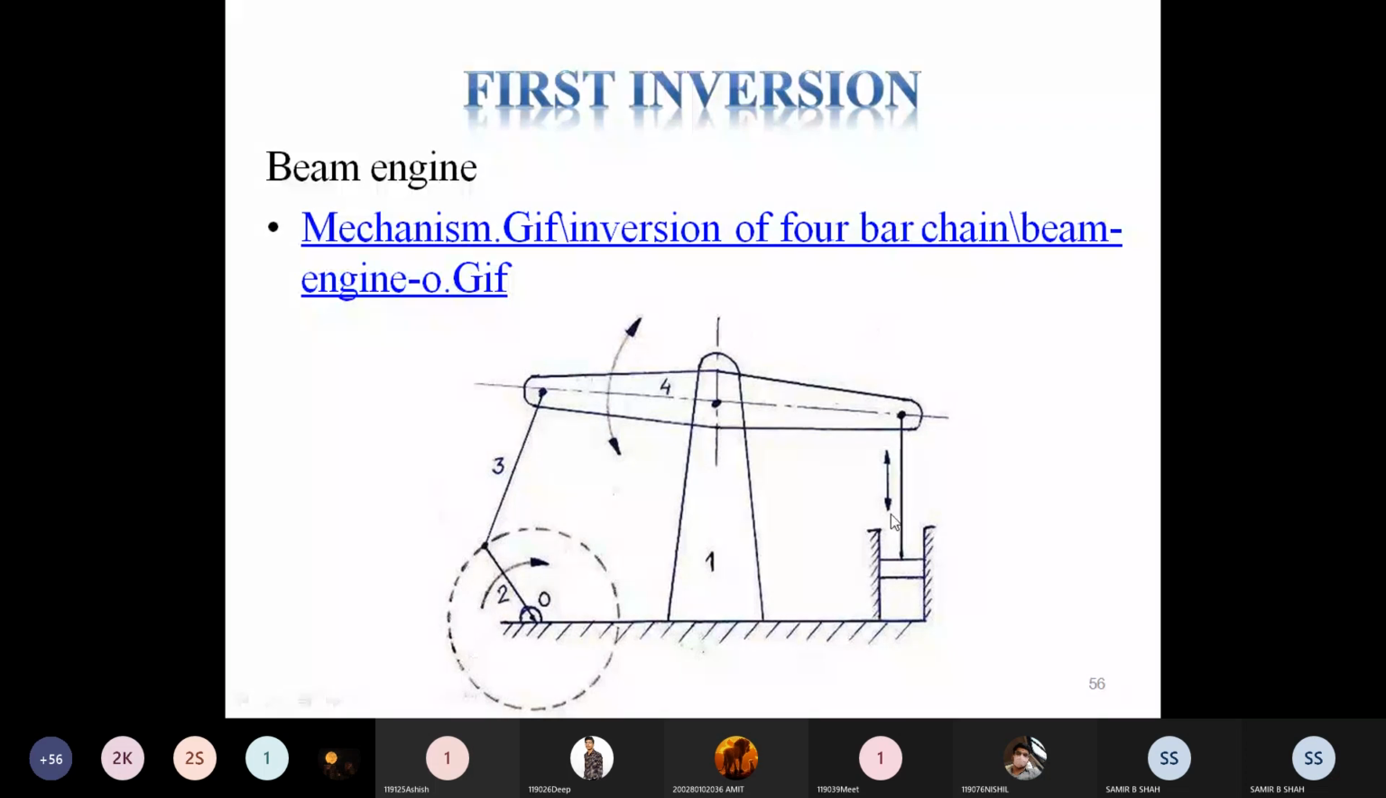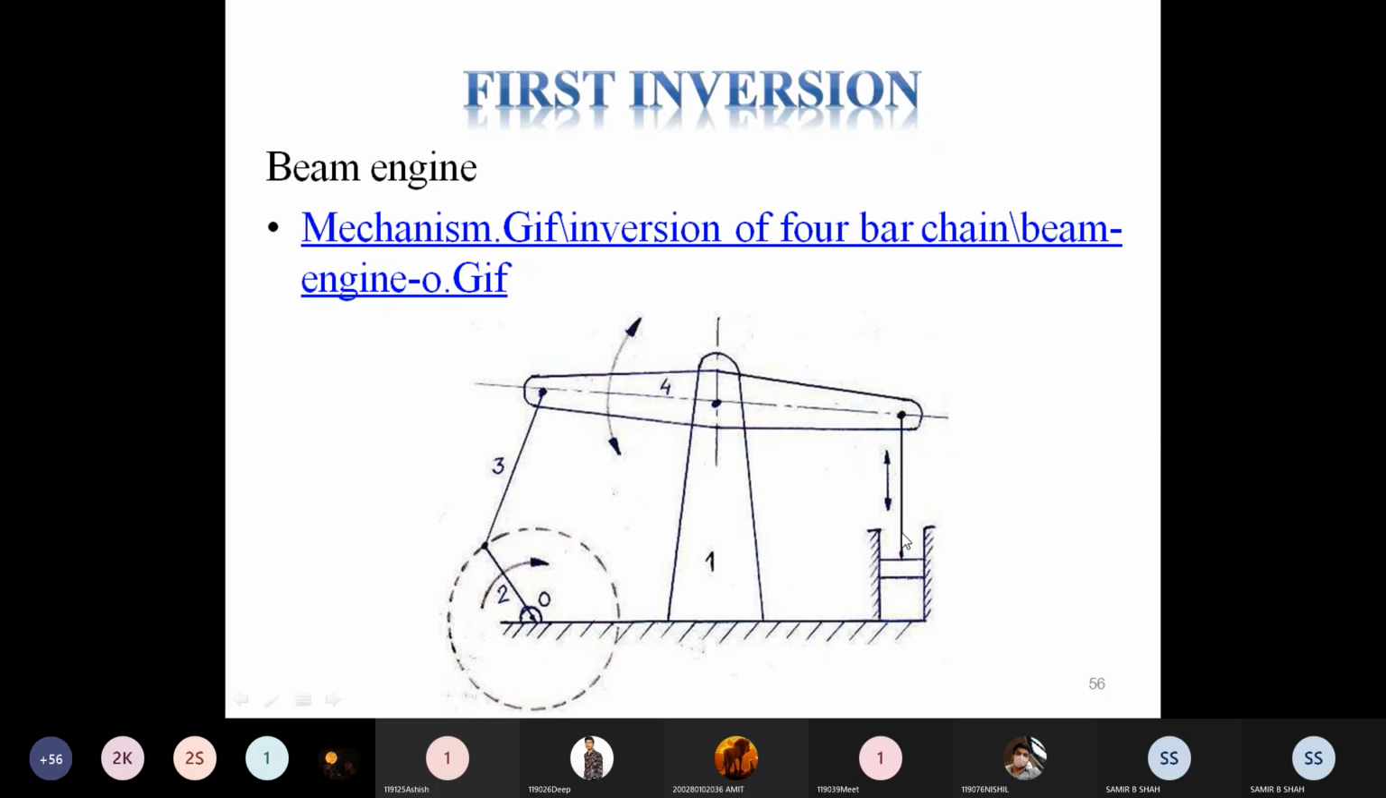So this is the beam engine, which is mostly used for converting rotary motion into reciprocating motion. This rotary motion is connected with the help of link number 3, which joins and oscillates link number 4, and we get the output as reciprocating motion. So this is the first inversion, known as the beam engine.